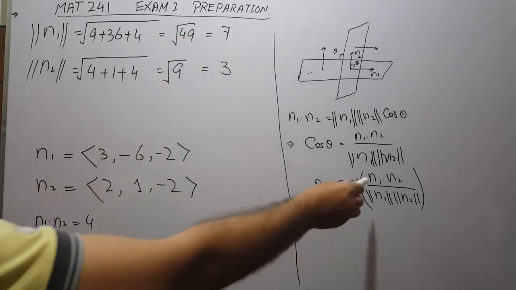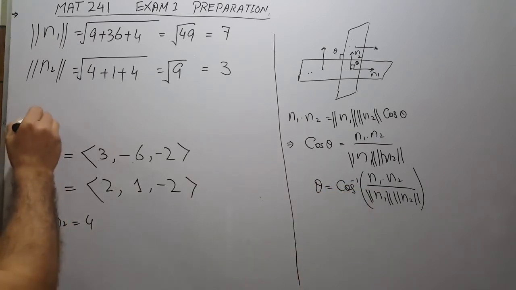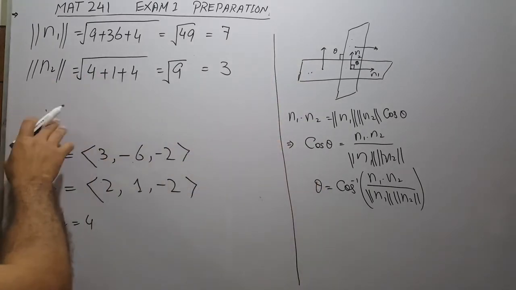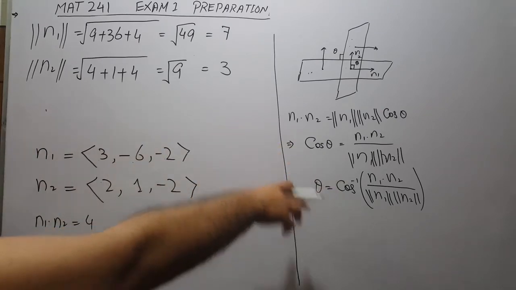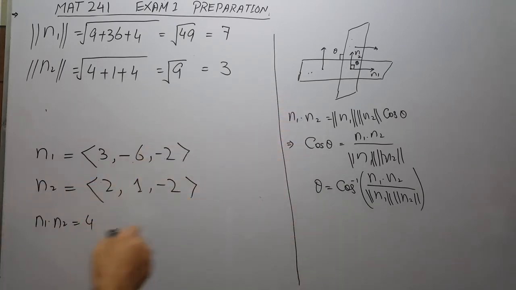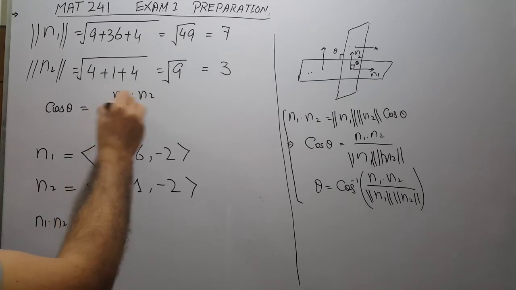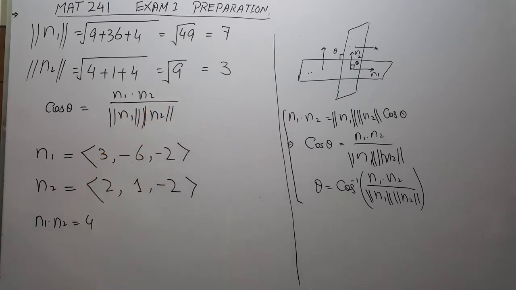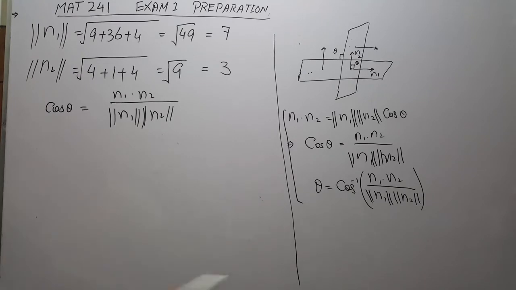So we have n1 dot n2 and their magnitudes, and we can find out theta. If you write all this down, you don't need to write down the formula again. You can straight away write down theta. Theta is equal to cos inverse of that. But if you haven't written all these things, then you can write down that cos theta is equal to n1 dot n2 divided by the magnitude of n1 and the magnitude of n2. And then you can take out the theta from this one.